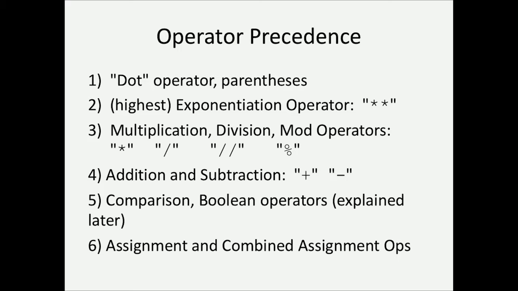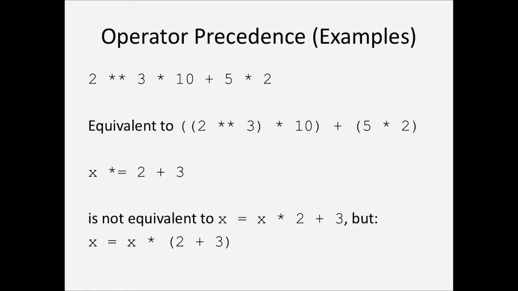And then we are going to have a lot of operators that we're going to see later in this course, comparison, Boolean operators. And these are done after subtraction and addition and arithmetic, but they are done before assignment. Assignment, including combined assignment ops, are done absolutely last. So let's look at this real quickly. An expression such as 2 ** 3 * 10. Star star again is exponentiation. It will do that first, then it will do multiplication and division, and finally it will do the addition.